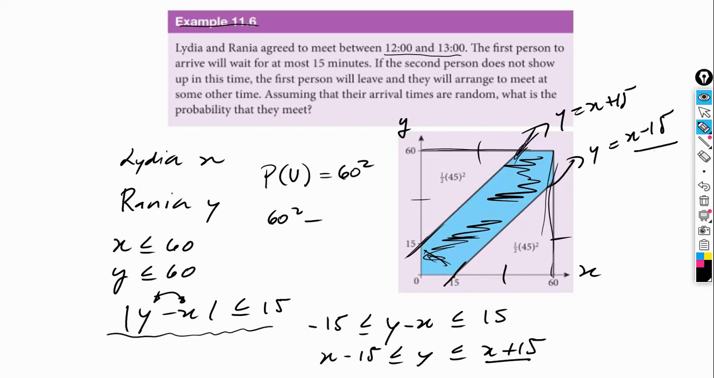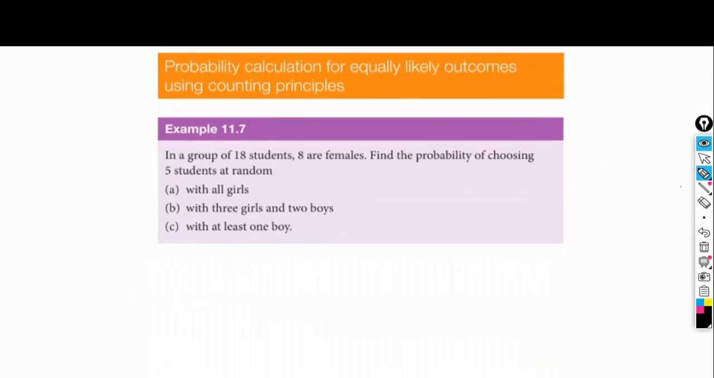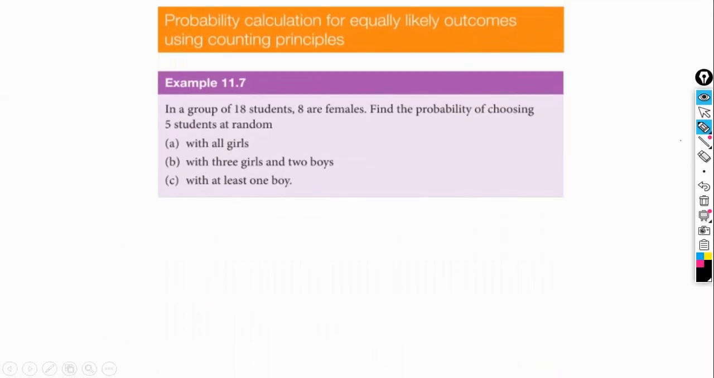1/2 base times height, which would be 1/2 45 squared for both of them. So if we add them up, which is basically creating a square with them, it would be a square with side 45. Therefore, these two areas in total are 45 squared. So now all we have to do is divide this by the total area, which is 60 squared, and we're going to get the solution, which is 7/16.